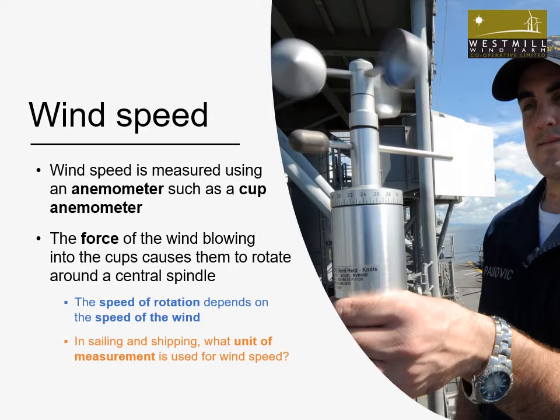In many cases, safety is dependent on knowing the speed of the wind. In sailing and shipping, what unit of measurement is used for wind speed? The unit of measurement used is knots, and that's knots with a K, K-N-O-T-S.